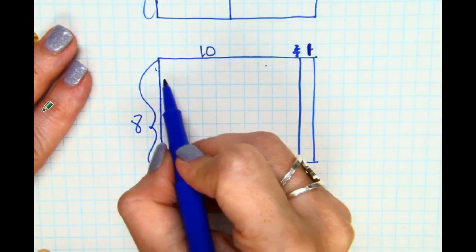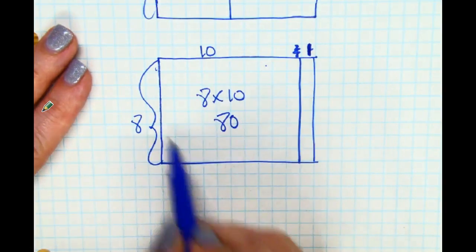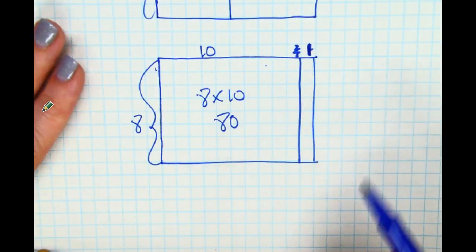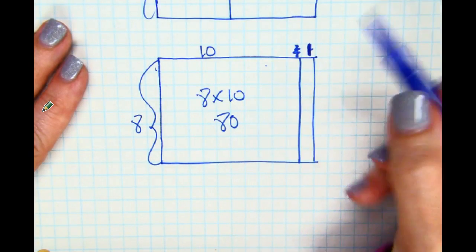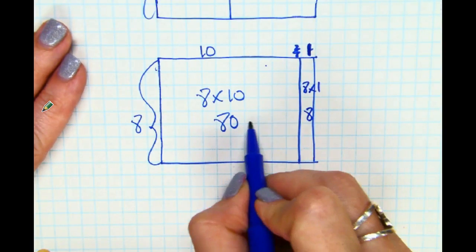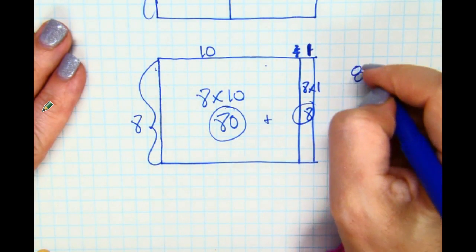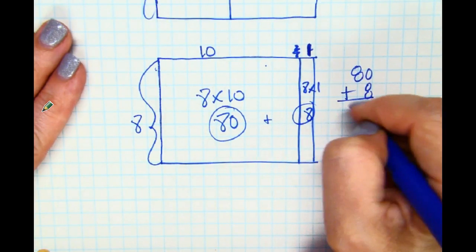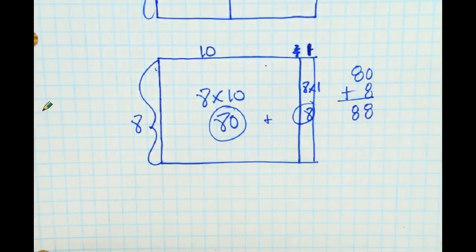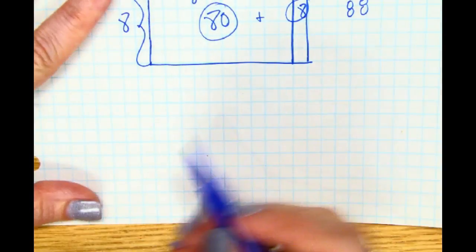What is 8 times 10? We know that. It's 80. If I counted all these squares, I don't have to do that. It's 8 times 10, it's 80. And what is 8 times 1? It's 8. Oh, look at that. 80 plus 8 equals 88. We still get the same answer. That's awesome.